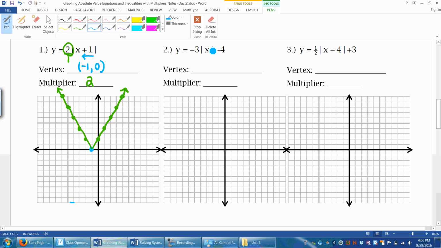Number 2, there is not a number inside the absolute value, so it doesn't move left or right at all. The -4 is a vertical shift, and minus means we go down 4 spaces. So my vertex is now at 0, -4. The multiplier out in front is -3, technically over 1. So we go down 3 spaces because of the -3, and to the right 1 space. On the left side of the graph, you'll go down 3 again, but to the left instead.